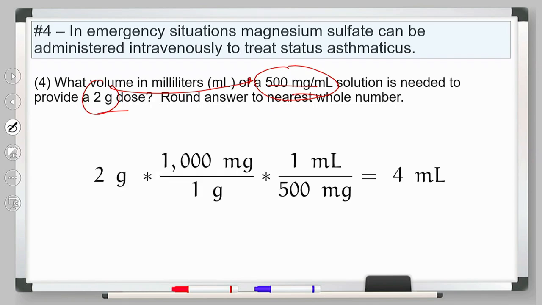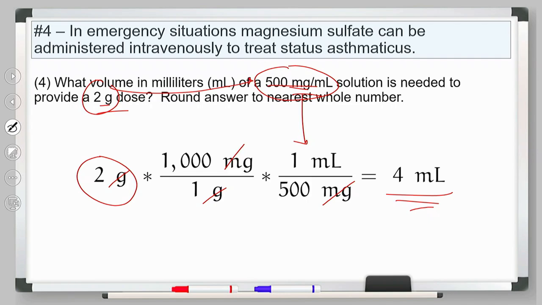Don't make it difficult, but again, we have grams and we have milligrams. So the first thing to do is convert 2 grams to milligrams by multiplying by 1,000. Then let's use my concentration and divide by 500 so I can convert from milligrams to milliliters. And hopefully you can easily see it's 4 milliliters of a 500 milligram per milliliter solution, because 4 times 500 would be 2,000. 2,000 is equal to 2 grams. So that's how much I need of just the magnesium sulfate.